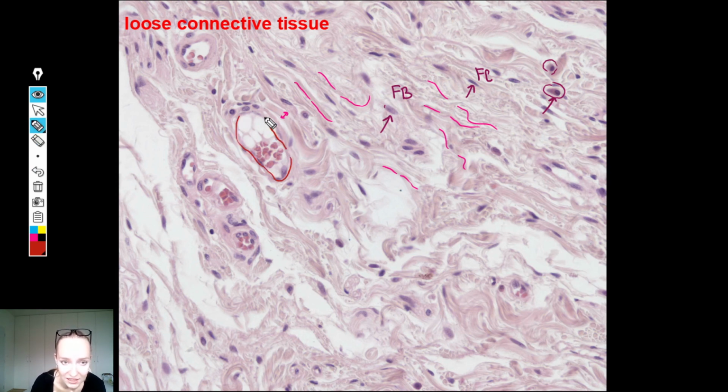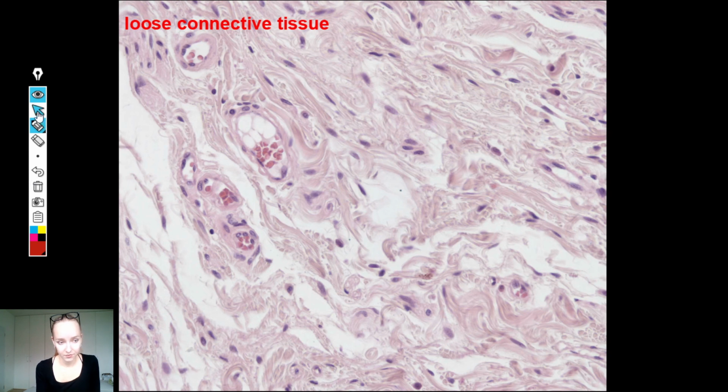So here we have vessels, some arterioles and venules. And you can see it's not organized. You have cells, migratory and fixed, all around. Vessels are everywhere, and some fibers are going one way, other fibers are going the other way, so it's not organized at all. And there are very thin collagen fibers here.